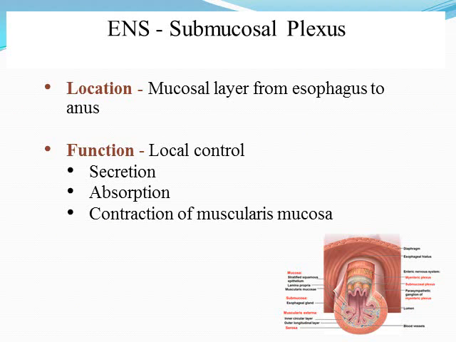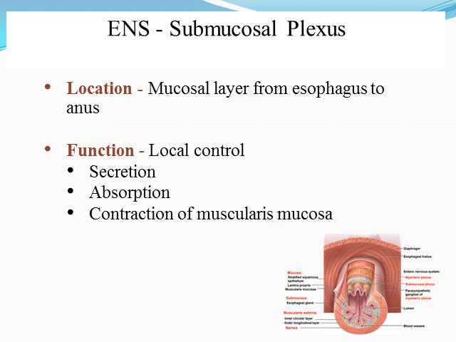Okay. Submucosal plexus, again, it extends the same range as the myenteric plexus, and this, as I said, has a different function from the myenteric. It's to help with secretion, absorption, and in that respect, it causes contraction of that layer of muscle known as the muscularis mucosa.